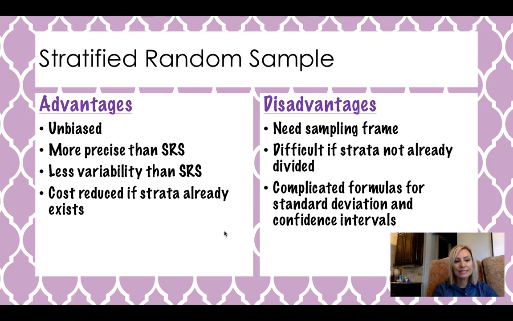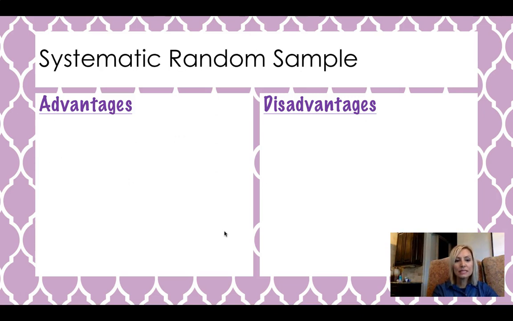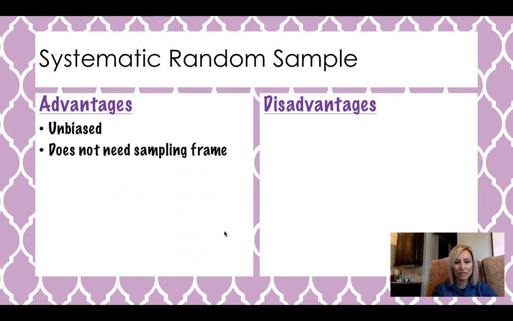We also talked about a systematic random sample, where we randomly selected where to begin, and then we picked a system to select the next person after that to get our sample. Well, a systematic random sample also has its own unique advantages and disadvantages. Just like the two methods we've talked about already, primarily one of the big advantages of systematic random sampling is that it is unbiased because we've used randomization to pick our sample. The other key, though, is that a systematic random sample does not need a sampling frame.